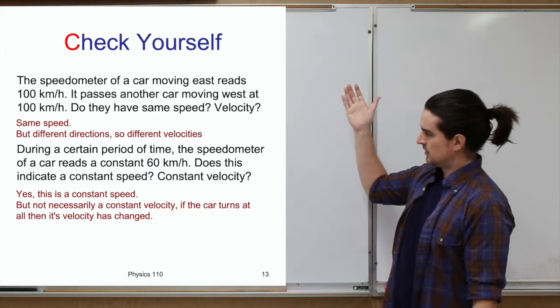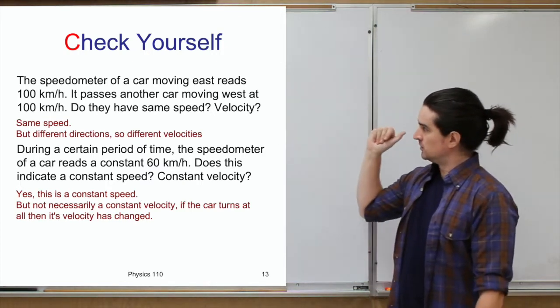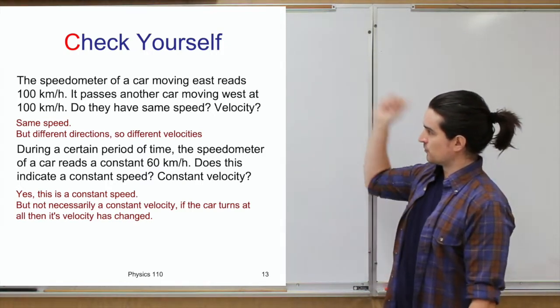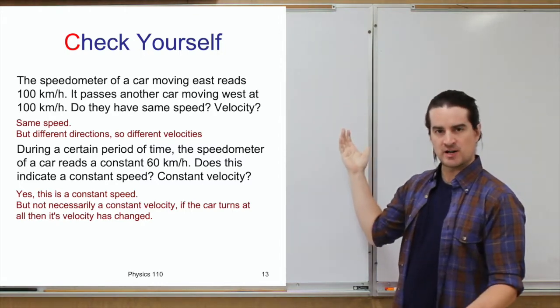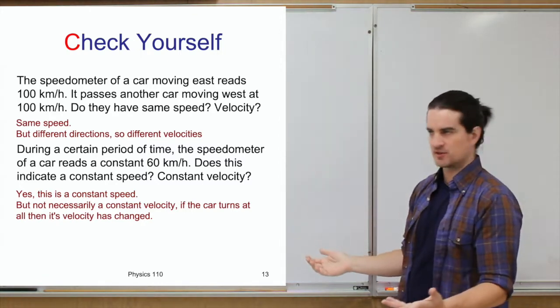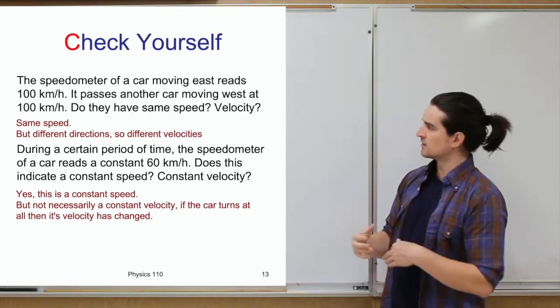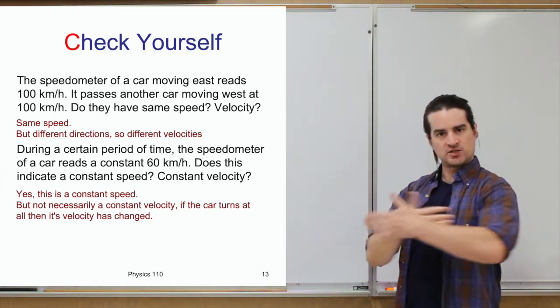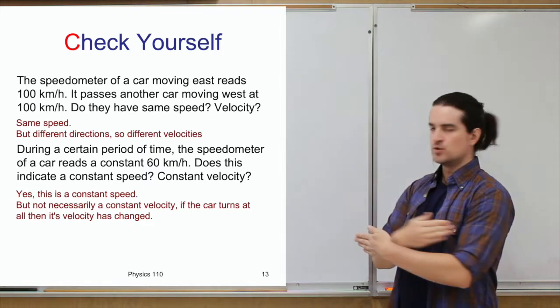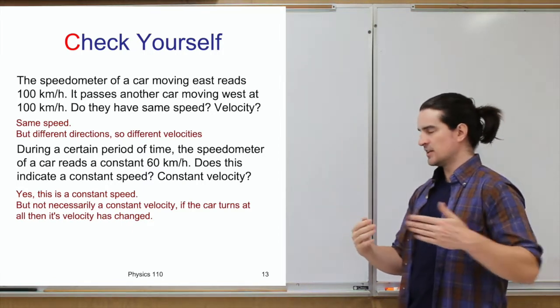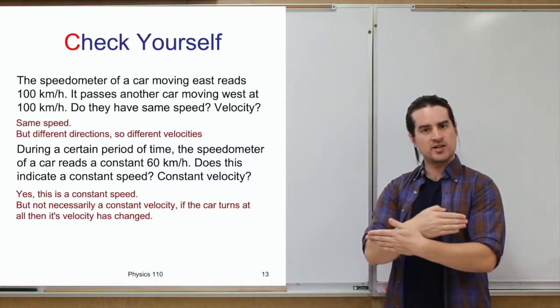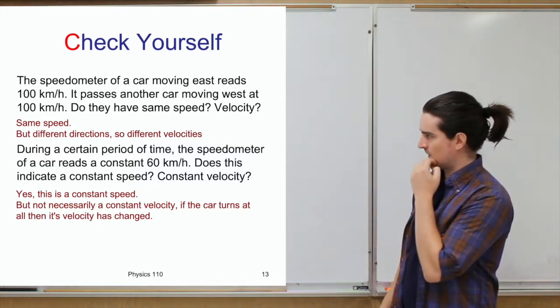All right. So, for the first one, both of the cars are moving at 100 kilometers per hour. Those are the speeds of the cars, right? So the speeds are the same. The velocities, however, are different because the cars are moving in opposite directions. Right? So 100 kilometers per hour east and 100 kilometers per hour west, different directions, different velocities.